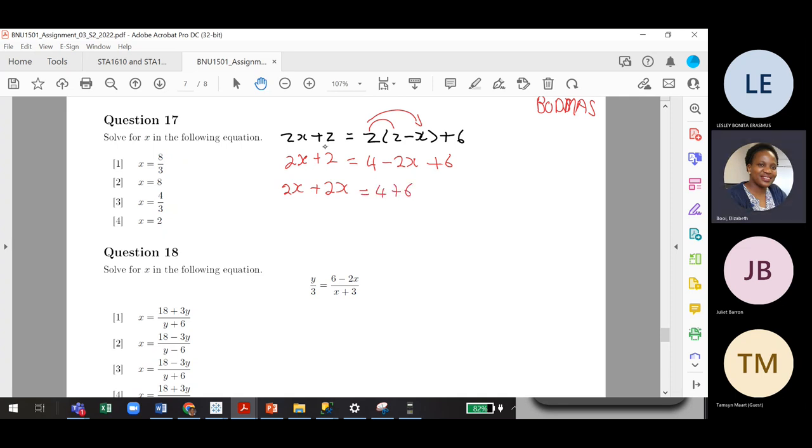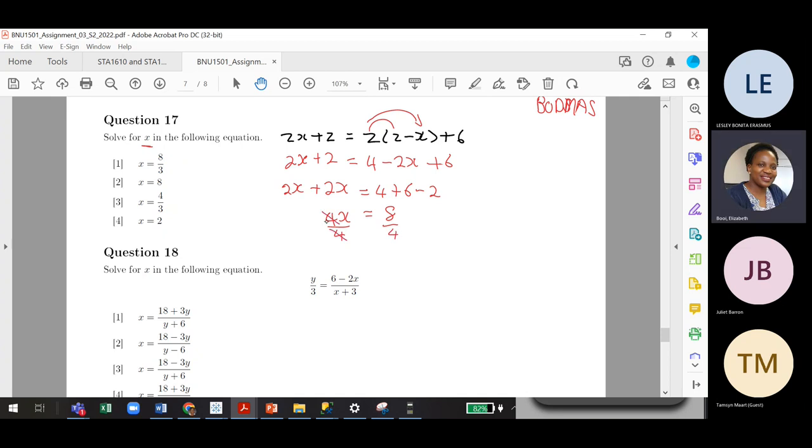We also move 2 to the other side because it's positive. It will be minus 2. 2x plus 2x is 4x, equals 4 plus 6 is 10, minus 2 is 8. Because we're looking for x, not 4x, we need to divide by 4. When it is dividing, we multiply. When it's multiplying, we divide to get rid of that.